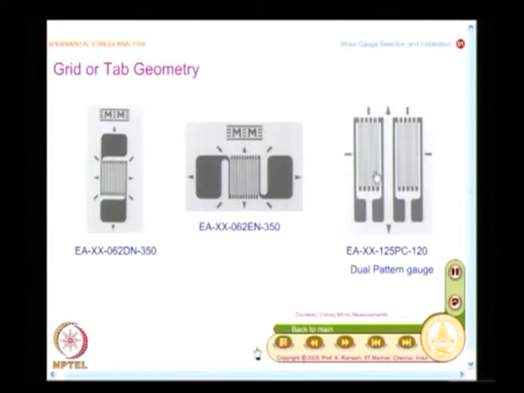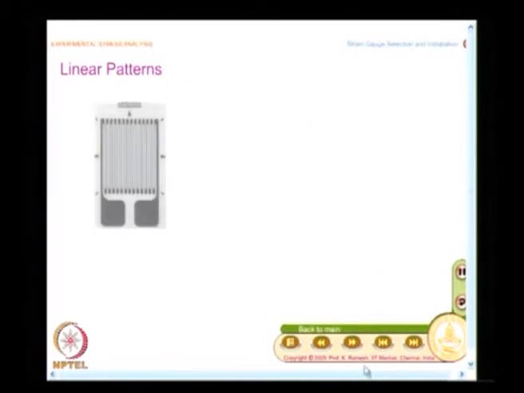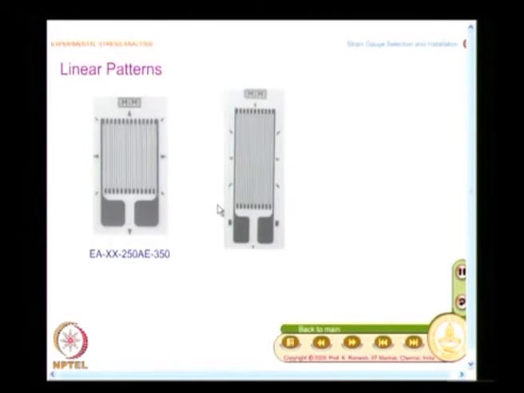Instead of you making the alignment, you have that available as a pre-aligned gauge. That has a specific designation by the manufacturer, and in all these cases you also have the last digit indicating the resistance. I have 350 ohms, I have 120 ohms here, and there are no special options. And the idea here is to show a variety.